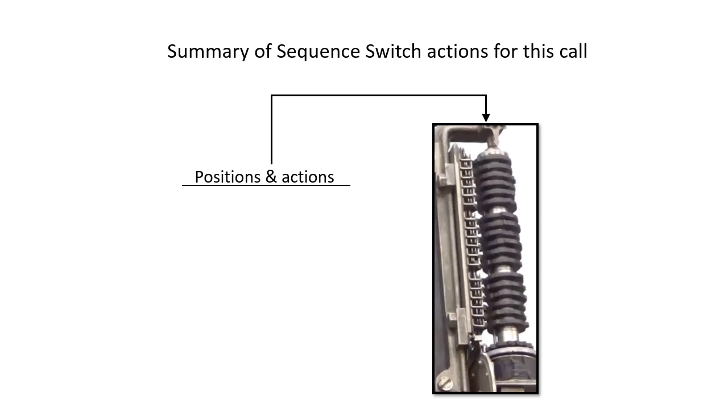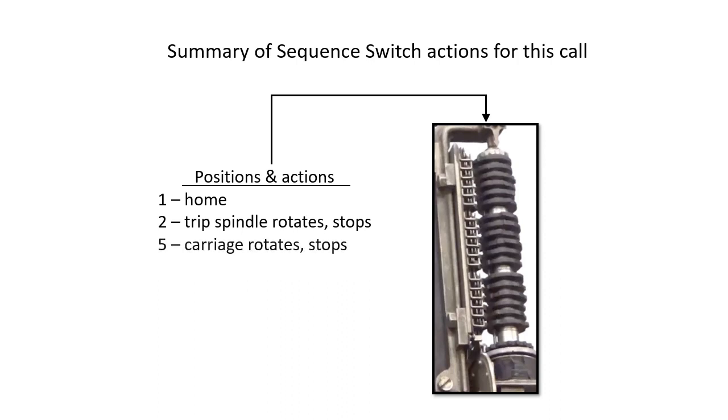The switch makes a round trip. We start at position 1. After the final digit is dialed, the register controller moves the sequence switch to position 2, causing the trip spindle to select the desired brush contacts. Next, the sequence is advanced to position 5.